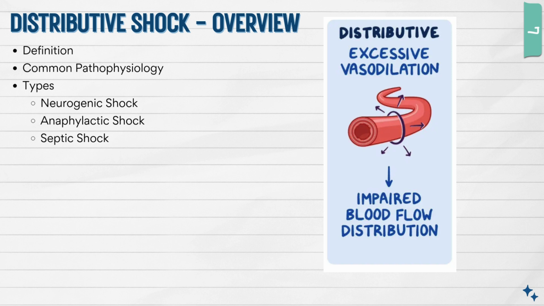So now some people don't just label distributive shock as distributive shock. They completely talk about neurogenic, anaphylactic, and septic shock separately, but those are all three forms of distributive shock. This is a category where the problem isn't the amount of blood, but where it's going or not going. So this is about the distribution of the blood.